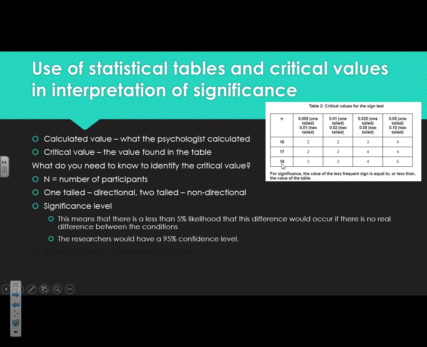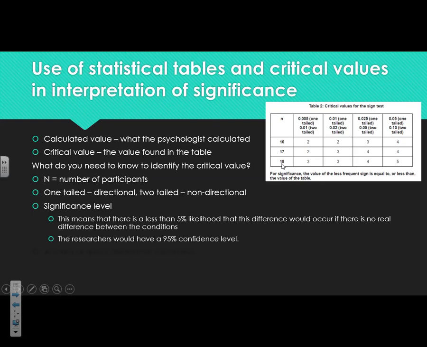And then the significance level, and this could be asked, this is coming directly from the specification. So if the significance level, which is the standard one, which is this one here, just change the numbers depending on which one we talk about, is 0.05, this means there's a less than 5% likelihood that the difference we've identified would occur if there was no real difference between the conditions. Or what we've been saying, this means there's a less than 5% likelihood that the difference is due to chance and not due to cause and effect. And the researchers would have a 95% confidence level.